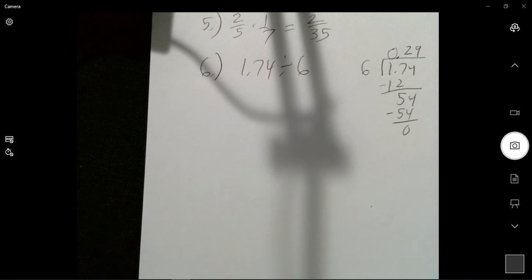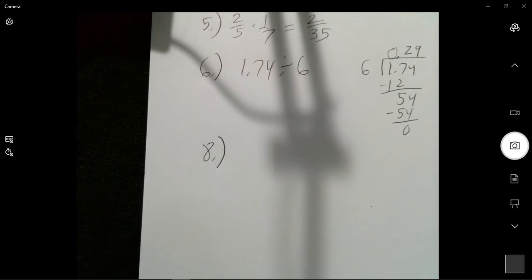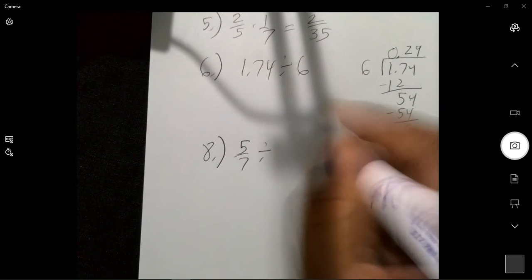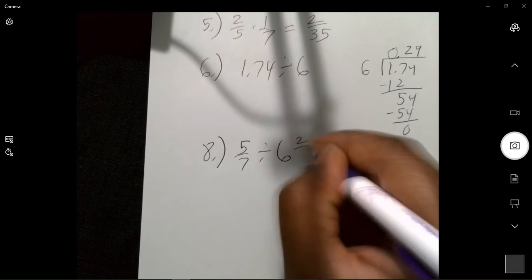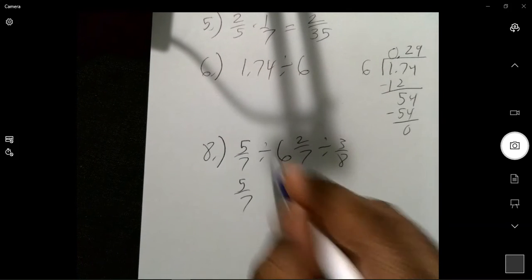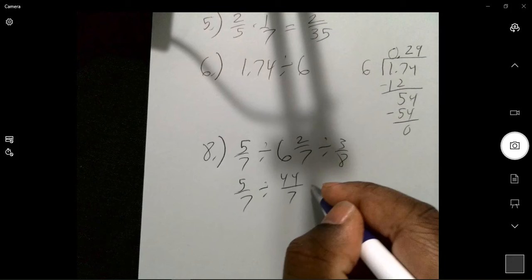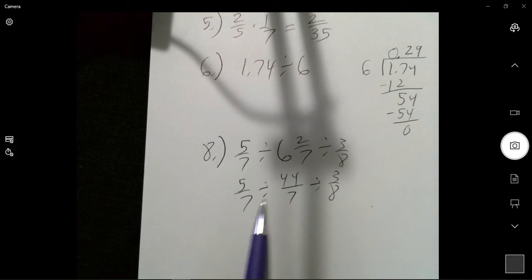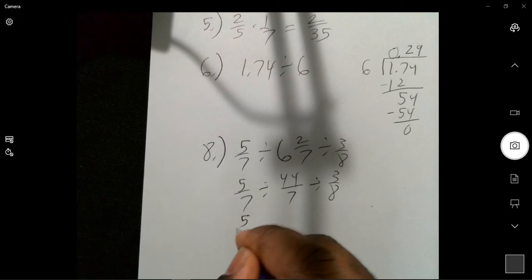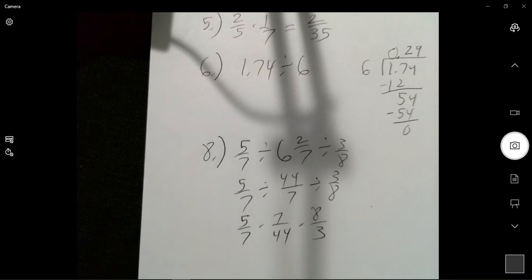Okay, now the next problem that you have incorrect is number 8. Now, number 8, I believe the only reason why you have this problem incorrect is because you end up changing one of the numbers, but I will go through the whole process here. Okay, so we'll bring down our 5 sevens, and then this 6 and 2 sevens will become 44 over 7. Now we will change all these division signs to multiplication. So 5 sevens times 7 over 44 times 8 over 3.